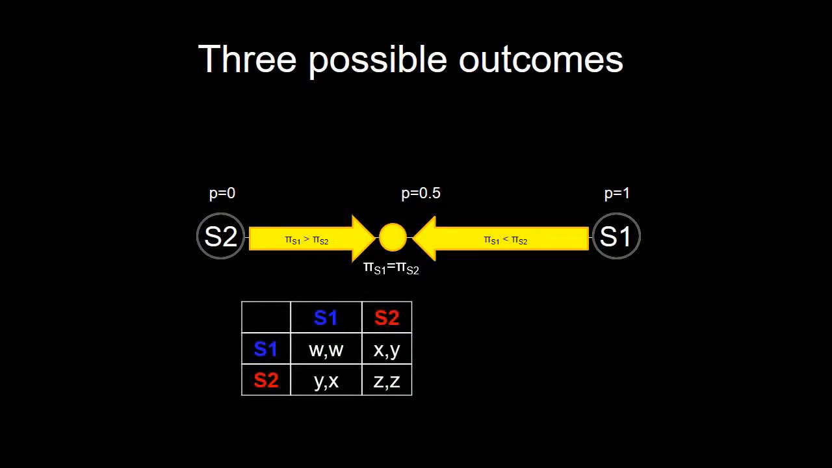And if we think about what this means in the context of a payoff matrix, if we know for sure that the other person's playing strategy 1, strategy 2 does better, so that means Y should be greater than W. And when you're down here, so you know for sure the other guy's playing strategy 2, strategy 1 should be doing better than strategy 2, which means X should be greater than Z.